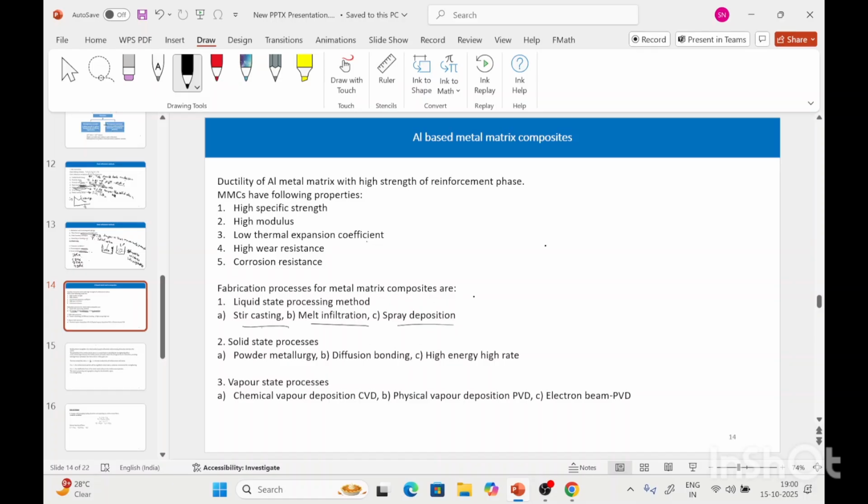In melt infiltration, the solid ceramic particles are fed into the liquid aluminum by some other method. And in spray deposition, the matrix droplets are sprayed from a chamber, and the spray of ceramic or reinforcement phase is done on these liquid droplets of aluminum, so that it will attach with the aluminum and deposit on the surface.